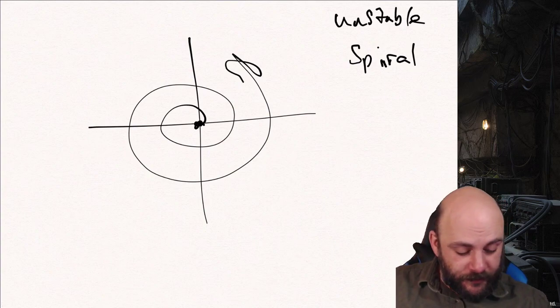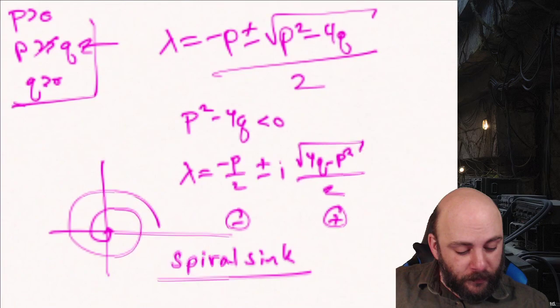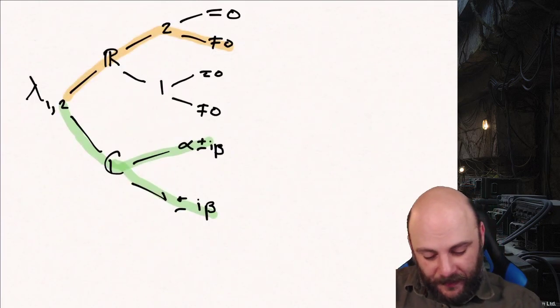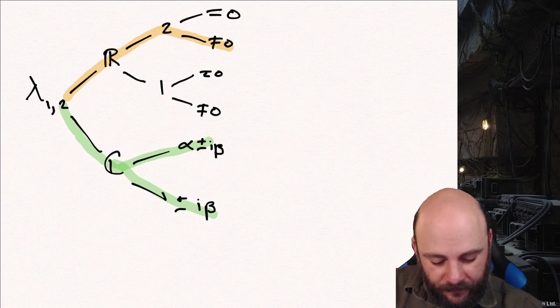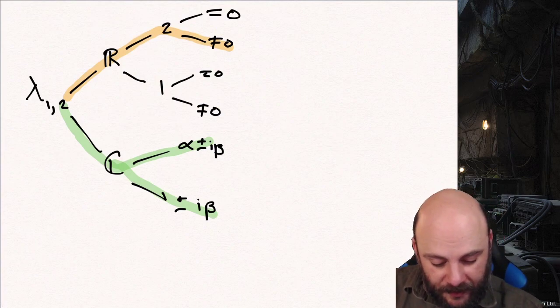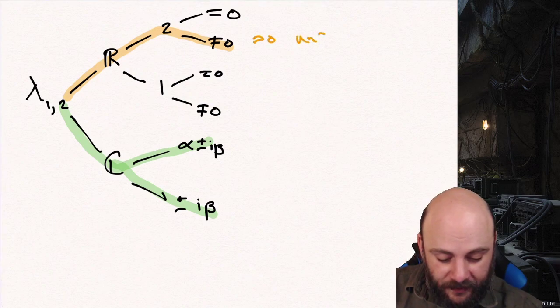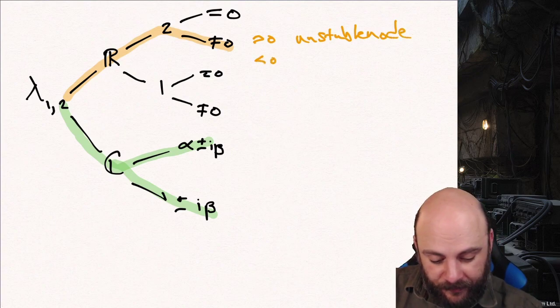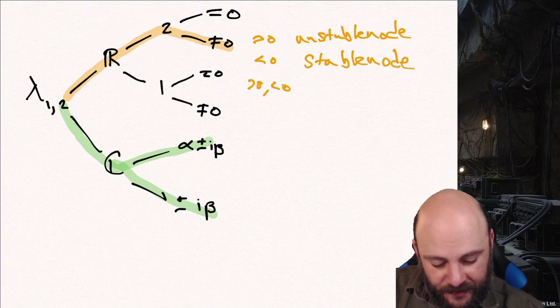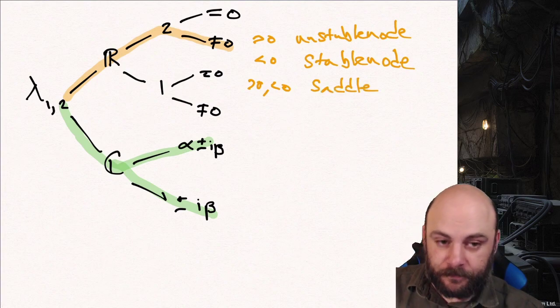To summarize all of our results so far, let's go all the way back to page 1 of the notes. Now, if lambda 1 and lambda 2 are both real and not equal to 0, if they are positive, then it's an unstable node. If they were both negative, it was a stable node. If one was positive and one was negative, we called that a saddle node.